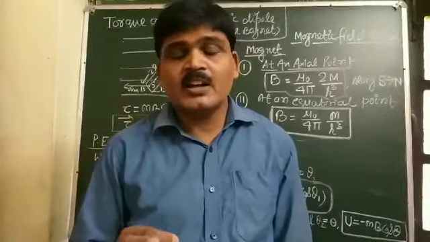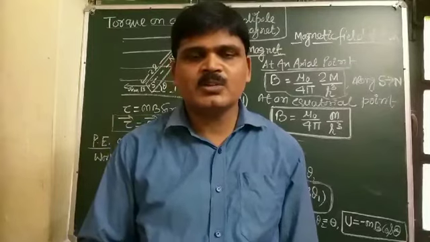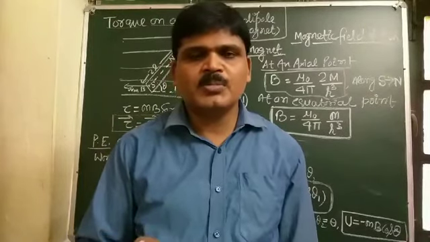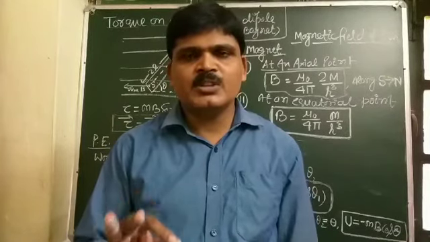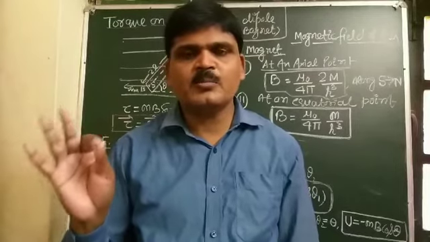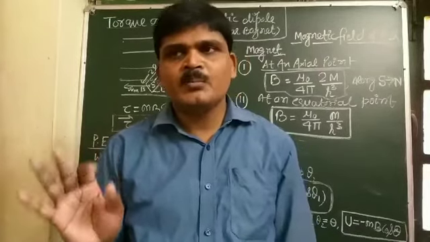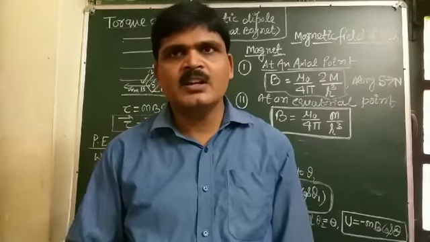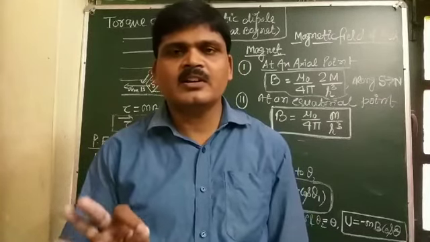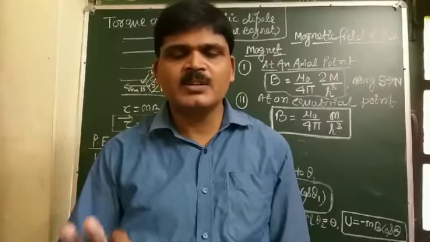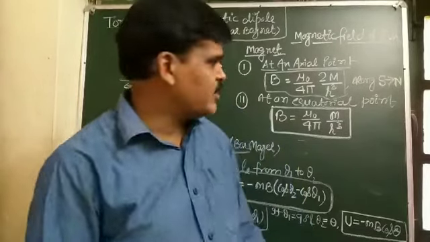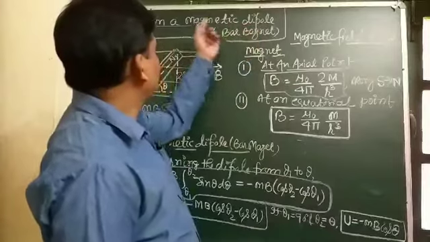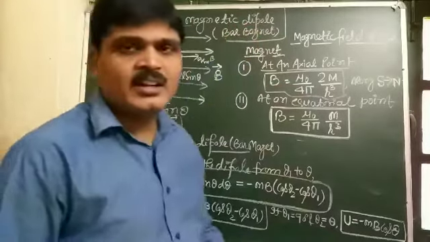So the electric dipole moment, denoted by P, is equal to q into 2l. It is a vector quantity, and its direction is from the negative charge to the positive charge. In the same way, we have to explain what a magnetic dipole is.